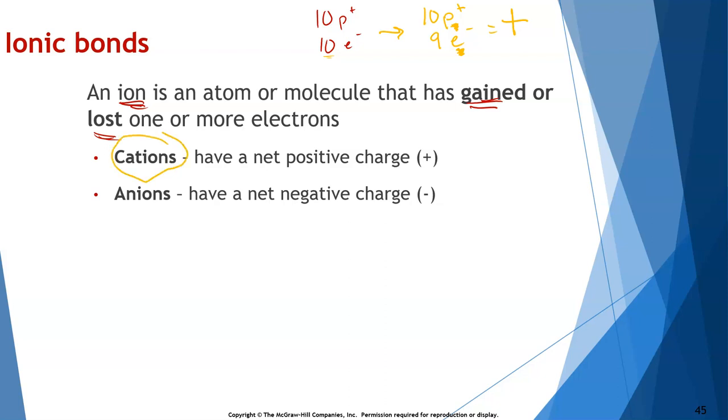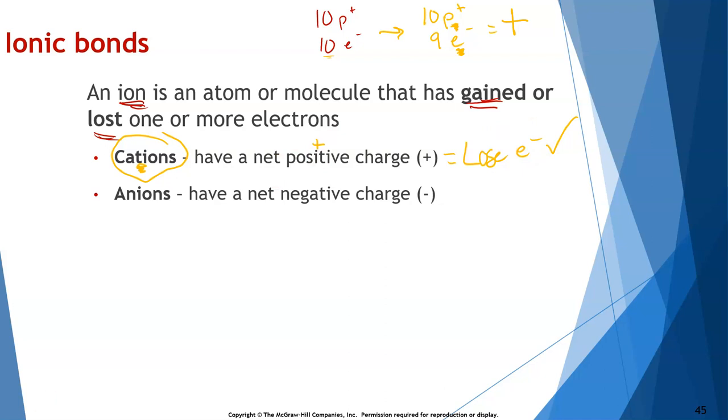I like this word because there's a T there, and that T should help you remember positive. So cations have a net positive charge, and this is what happens when you lose an electron. Very important that you understand the relationship: losing an electron causes you to have a positive charge. If you lost something negative, you're going to have more positive subatomic particles there.